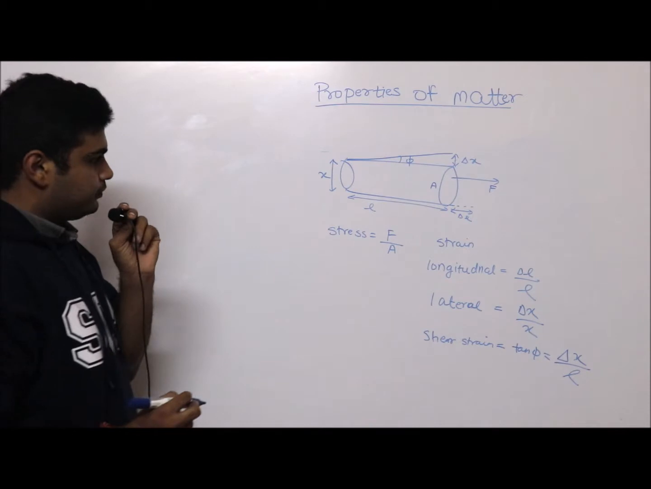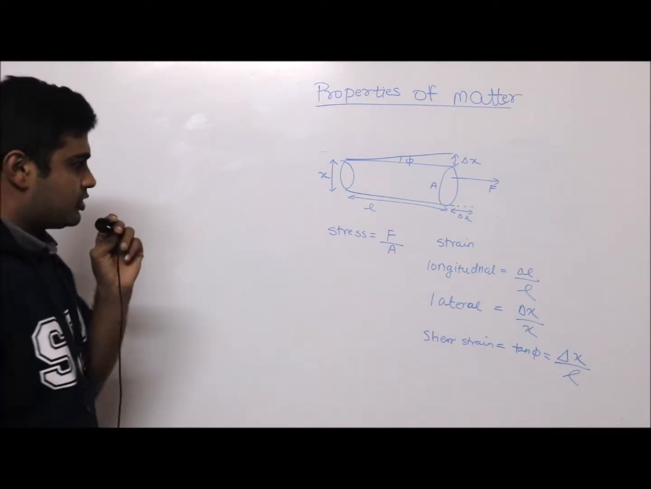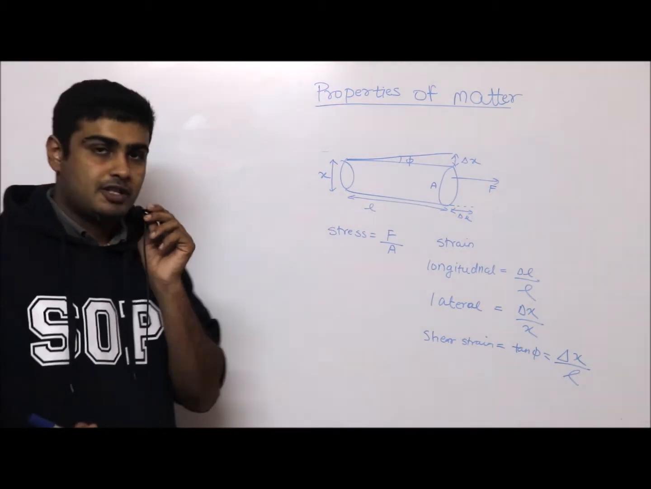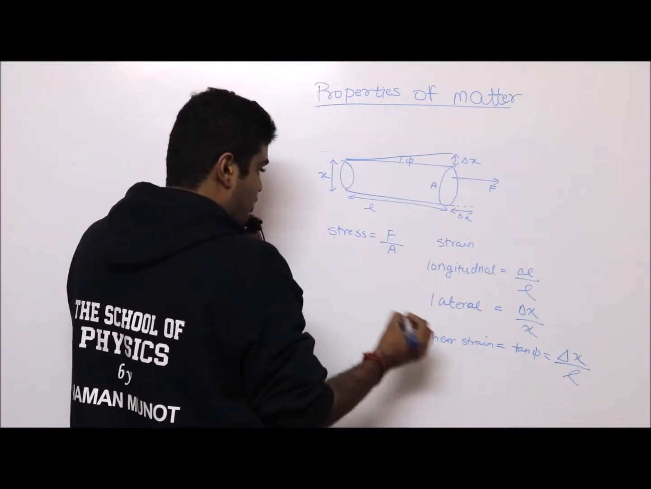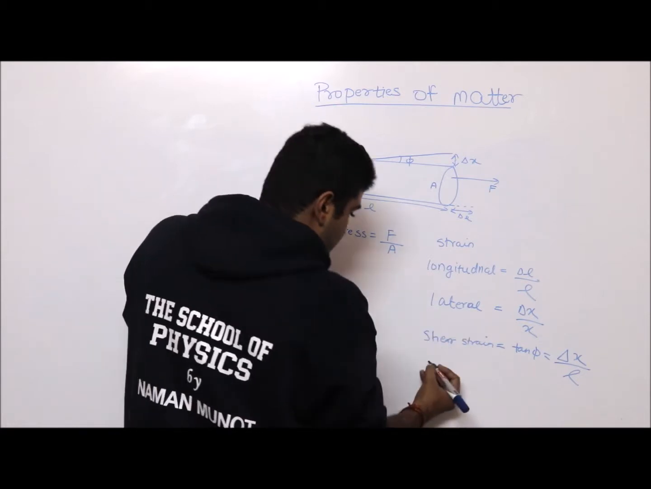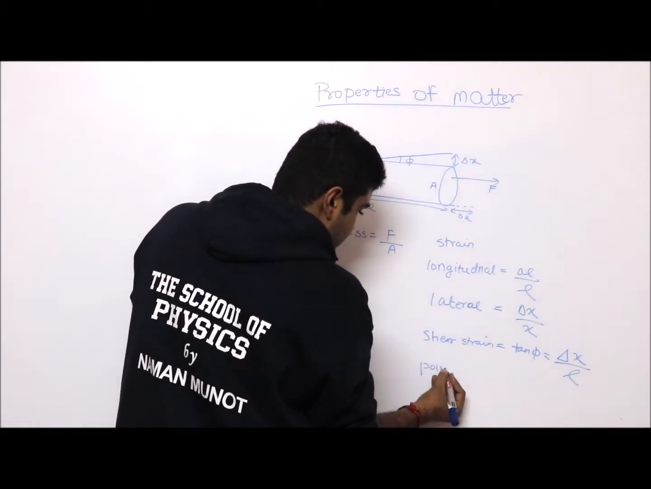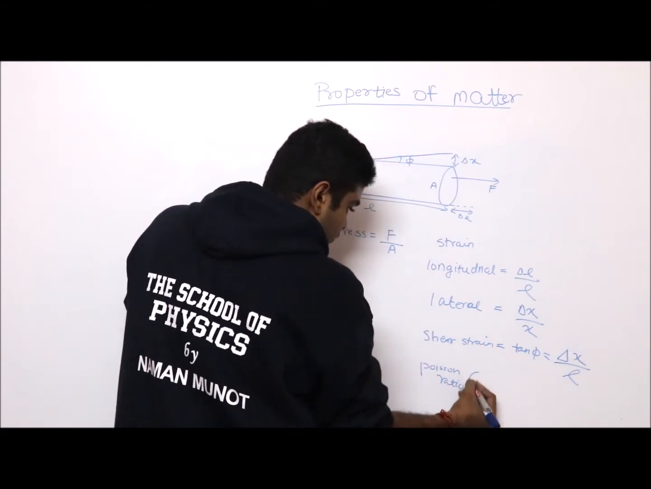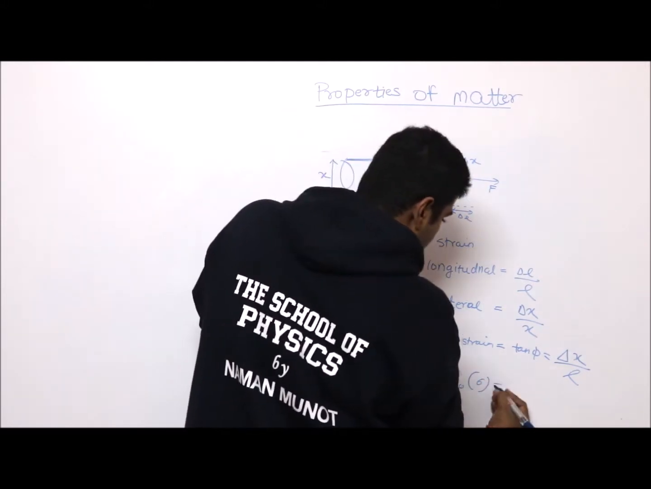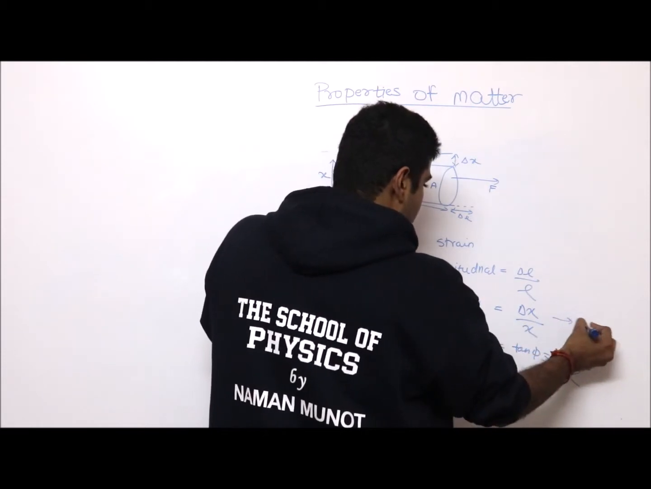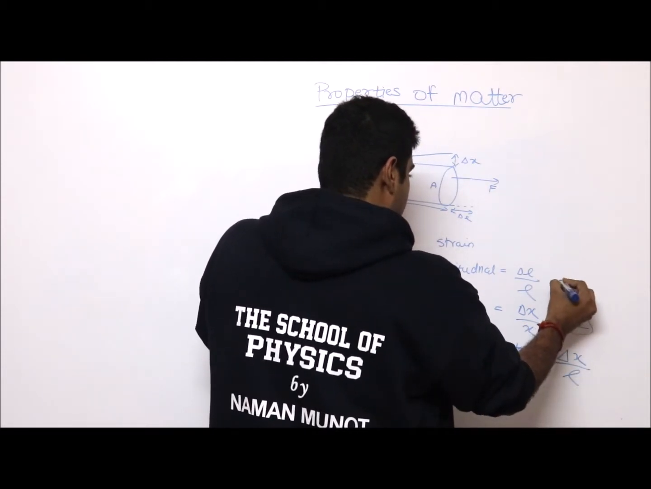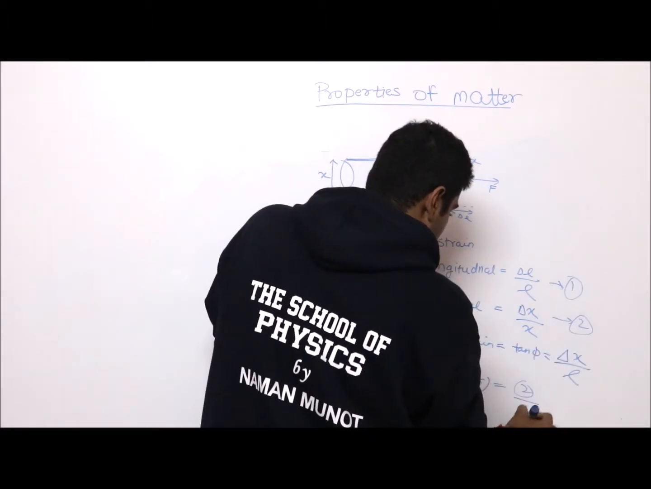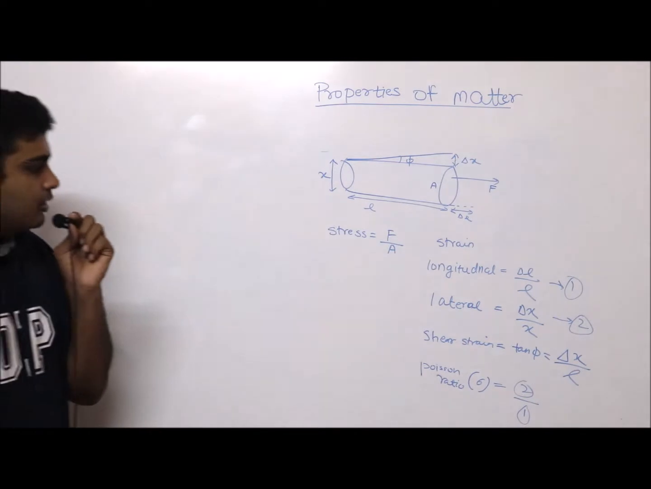So this is about stress, this is about strain. What is the Poisson ratio? Poisson ratio, which we denote like this, is equal to lateral strain upon longitudinal strain, that is, strain number 2 upon strain number 1. Lateral strain upon longitudinal strain.